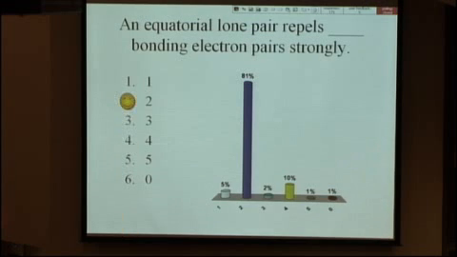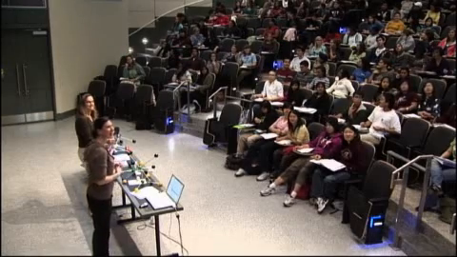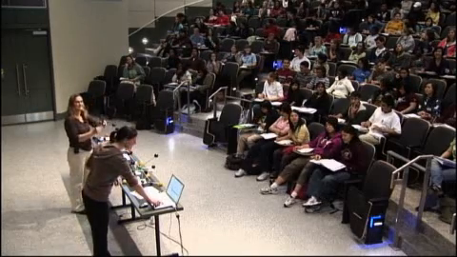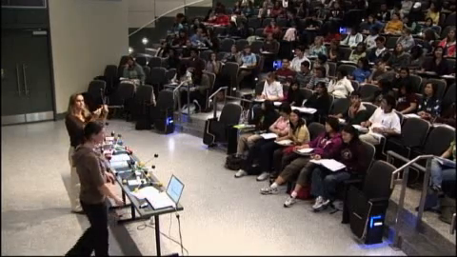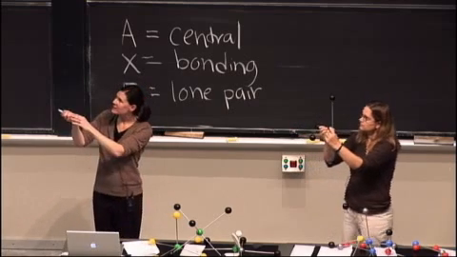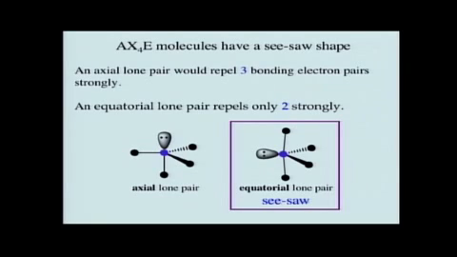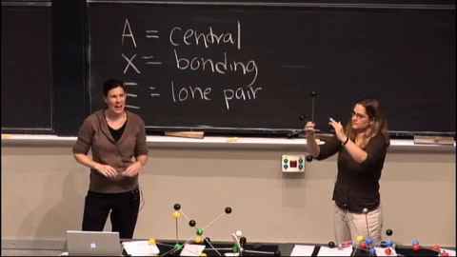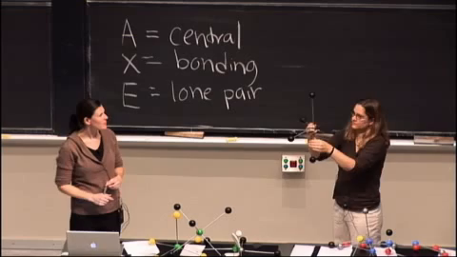Okay, strong showing with the clicker questions today. It's going to be a tight race for the clicker competition. It's correct that the equatorial is, in fact, has only two that it strongly repels. So actually, it's probably easier to look at Professor Drennan's model here to see that. So it's where the equatorial lone pair is that is the actual seesaw geometry.